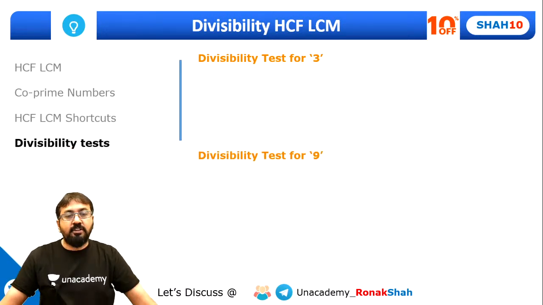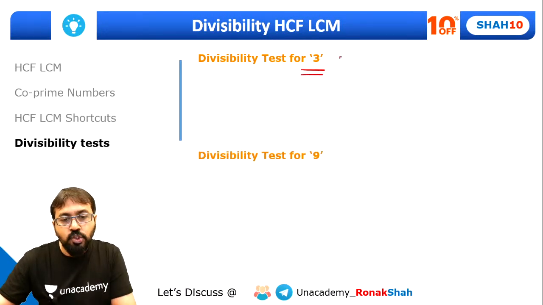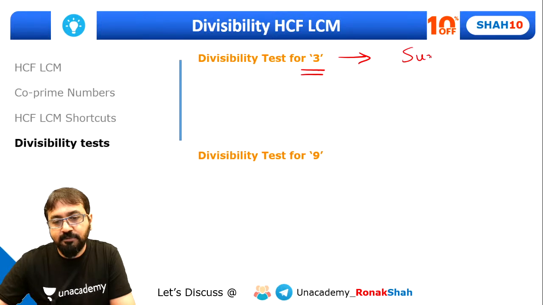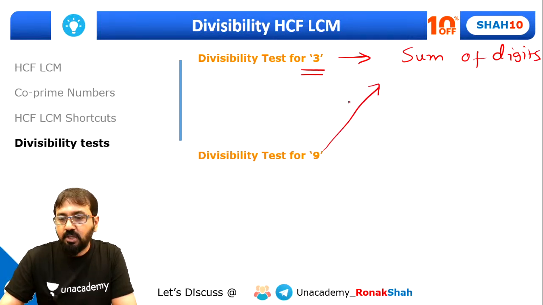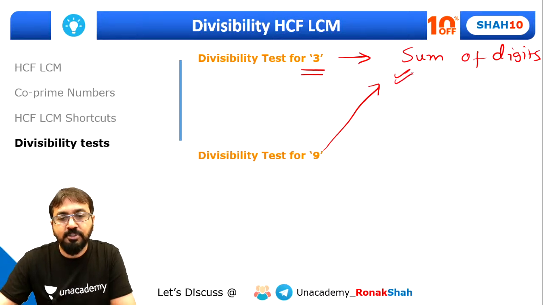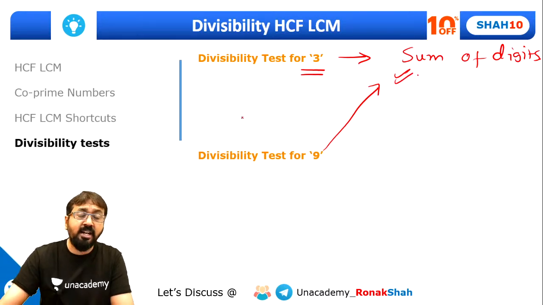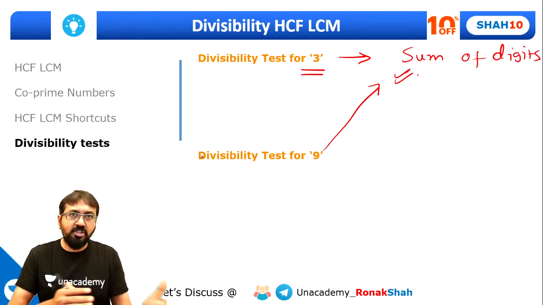Yes, now let's look at the test for 3. So what is the test for 3? The sum of the digits should be divisible by 3. In fact, for 9 also the test is like this. You check the sum of the digits, right? Okay, there is a reason for each one. So right now I won't go into that reason.